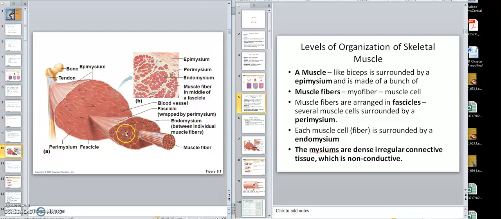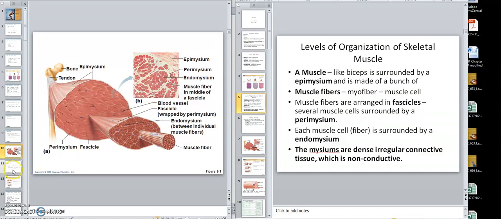So let's do it again. Epimysium around the whole muscle. Perimysium around something we call a fascicle, which is made up of a bunch of muscle cells. And each muscle cell itself is surrounded by something we call an endomysium. All of these are connective tissue coverings. Now, the mysiums, which is the suffix, are dense, irregular connective tissue, which is non-conductive. So these coverings don't do conductivity. Only nerve and muscle can do that.